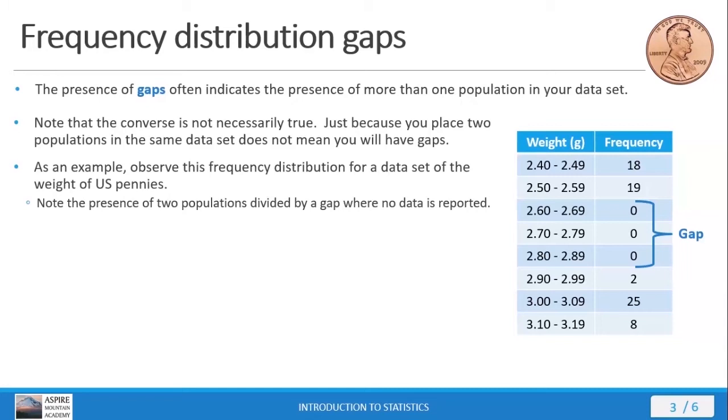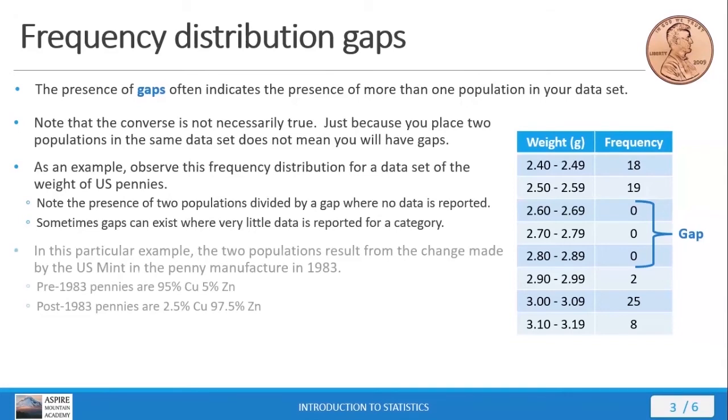Now sometimes gaps exist where very little data is reported for a category. That means you don't necessarily need to look for a 0 to identify a gap. Sometimes it could be just like a 1 or a 2. It really depends on how many data points you have, how many categories you have, what the frequency counts in those categories are. But generally speaking, you are going to be looking for zeros to indicate your gap.